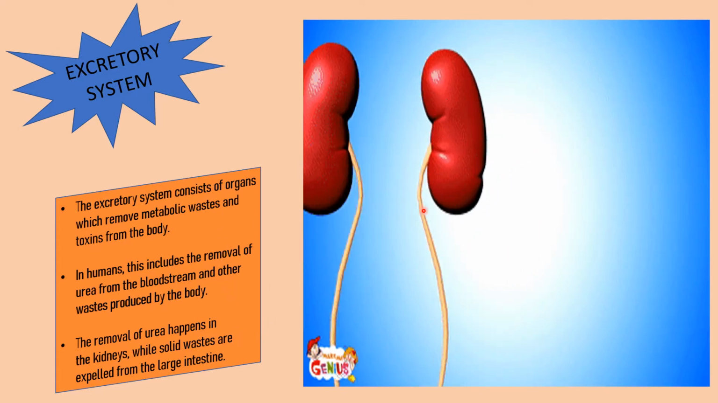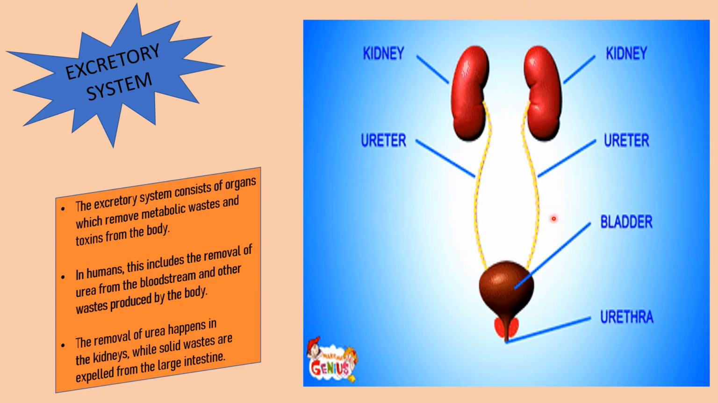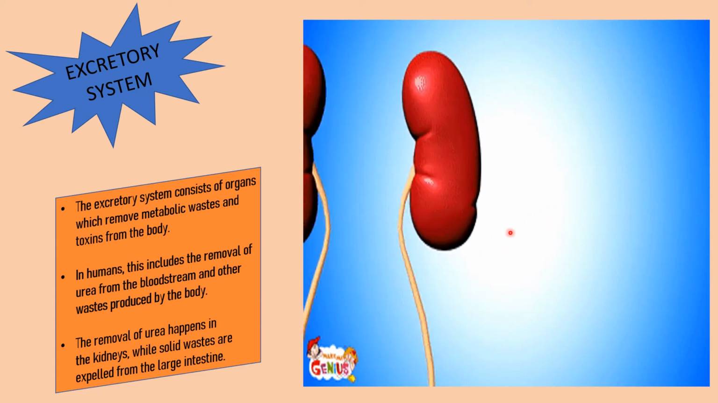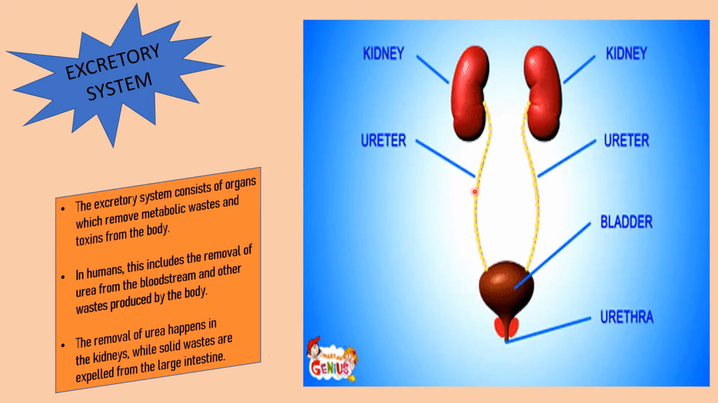Now see this. This is the excretory system. This is the kidney. Nephrons. The kidney consists of nephrons. Nephrons are urine-making cells. See, from blood, urine is produced. Urine is produced from blood by the kidney. A kidney consists of lots of nephrons. So nephrons mainly help in this process.